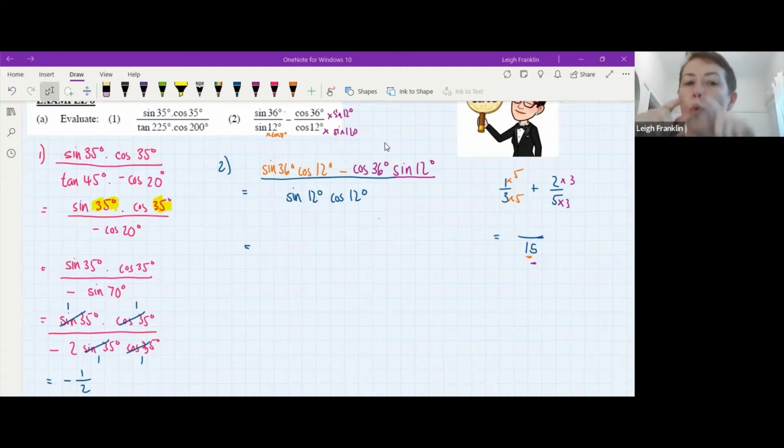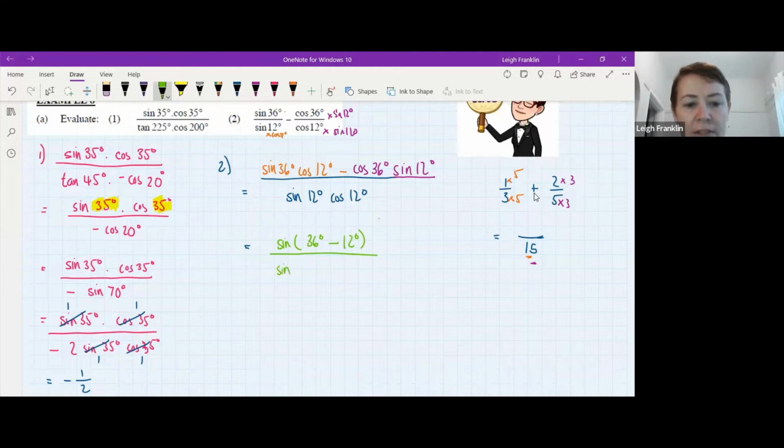It certainly does. Which compound angle is this? Is it a sine or is it a cos? It's a sine. It is. Okay, and remember, sine keeps its sine. All right, so that means that we can write this as the sine of 36 minus 12, over the sine of 12 times the cos of 12. So this gives us the sine of 24 over sine 12 cos 12.